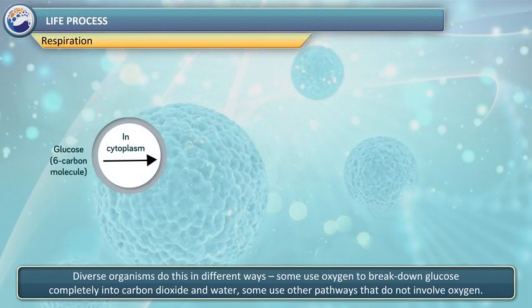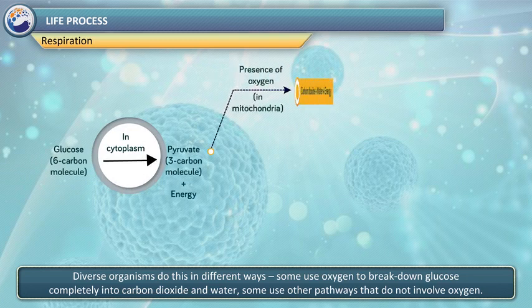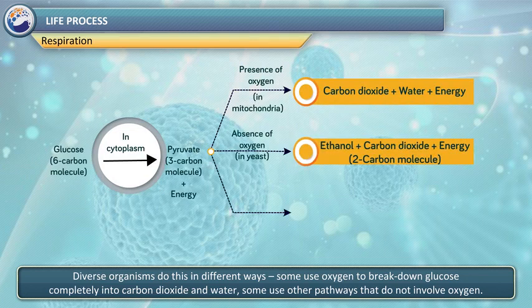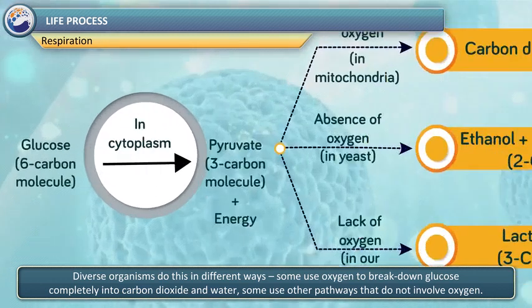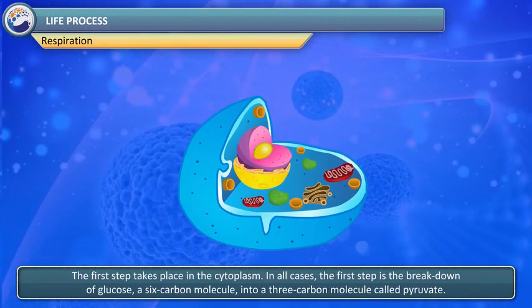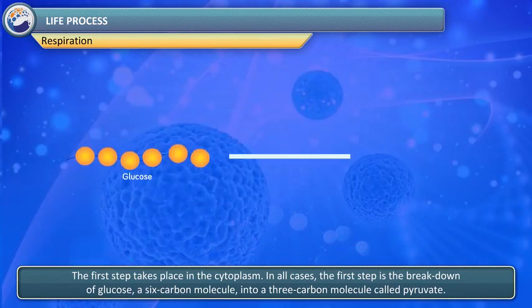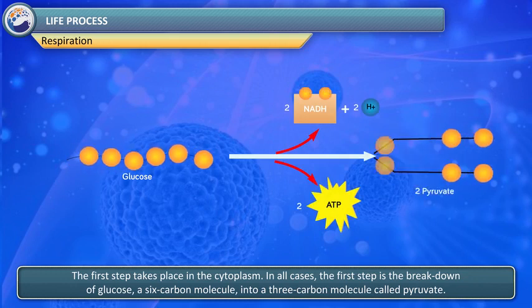Respiration. Diverse organisms do this in different ways. Some use oxygen to break down glucose completely into carbon dioxide and water. Some use other pathways that do not involve oxygen. This process, the first step, takes place in the cytoplasm. In all cases, the first step is the breakdown of glucose, a 6-carbon molecule, into a 3-carbon molecule called pyruvate.